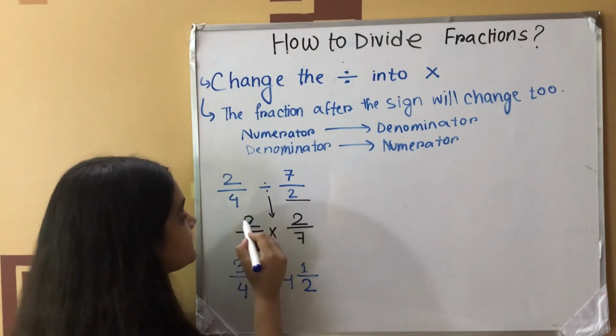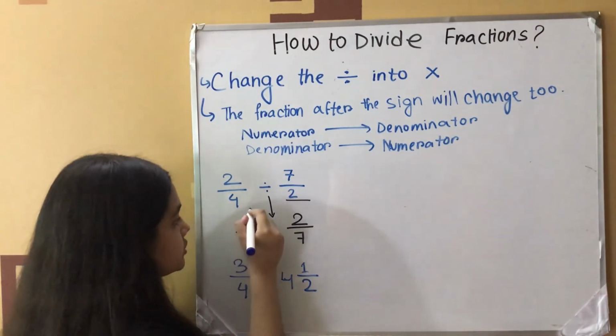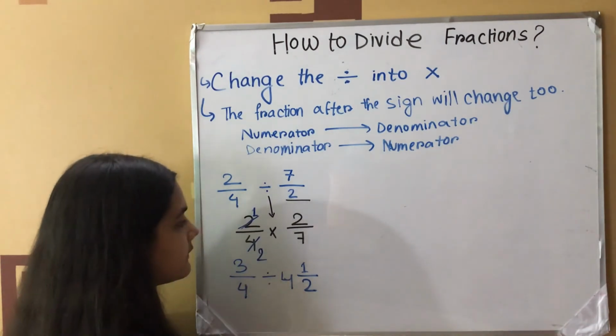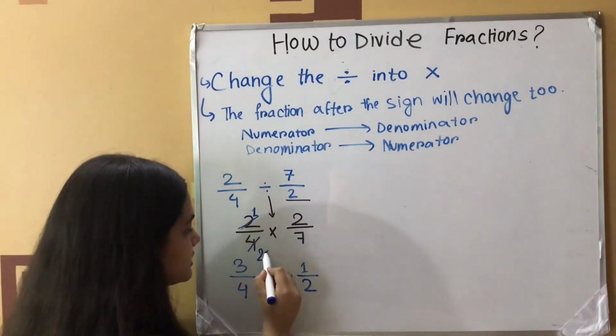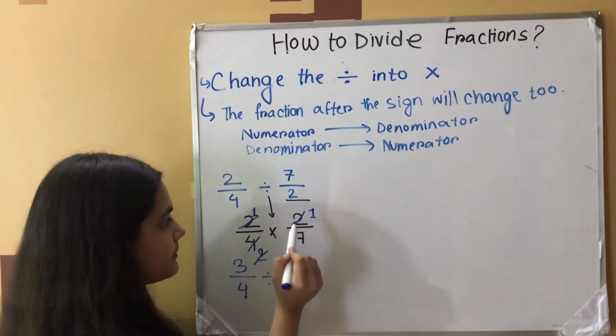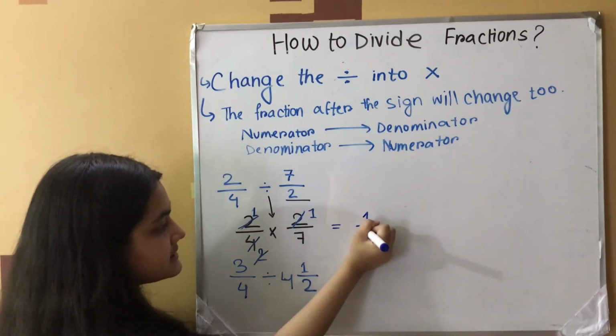Now we can simplify this fraction by 2. 2 1s is 2. 2 2s is 4. And we can also simplify 2 with 2. So it will be 1. And our answer will be 1 by 7.